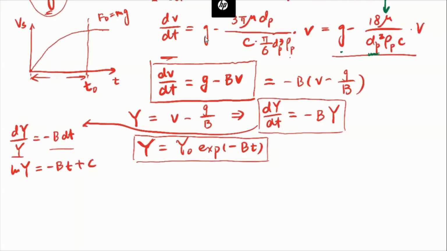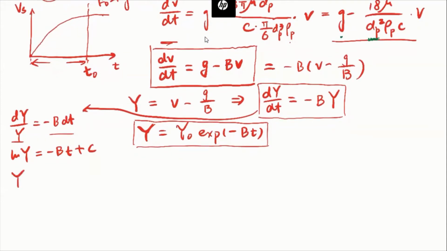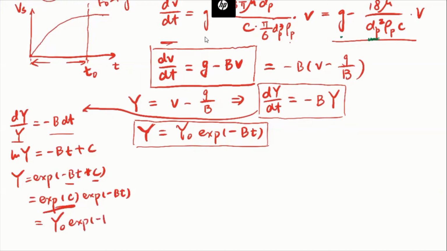Okay, so if you integrate on both sides, you have log y equal to minus bt plus c. The derivative of log y is going to be 1 over y, right? So then you have y equal to exponential of minus bt plus c. We know that the exponential of one term plus the other term is equal to the multiplication of these two terms, right? This exponential c, you can just regard it as y0.